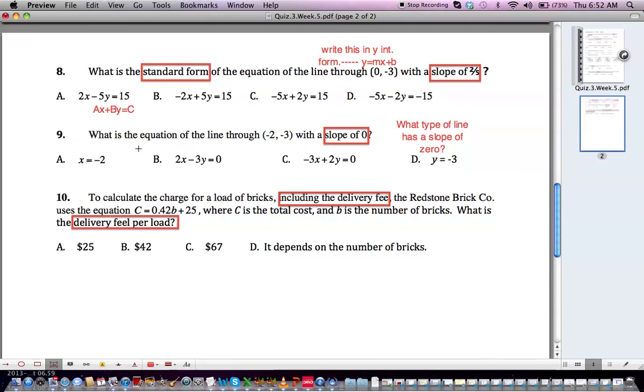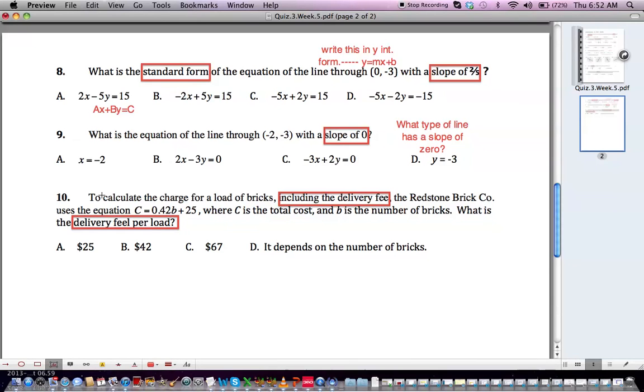Number 9, what is the equation of a line through (-2, -3) with a slope of 0? Now think about this. What type of line has a slope of 0? All right, and then do your answer choices there. What type of line has a slope of 0?